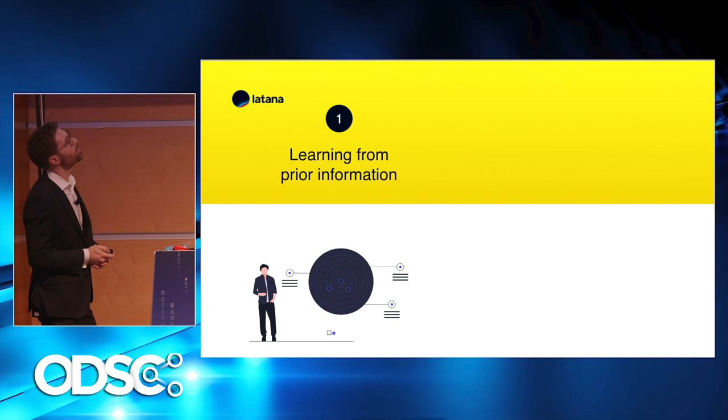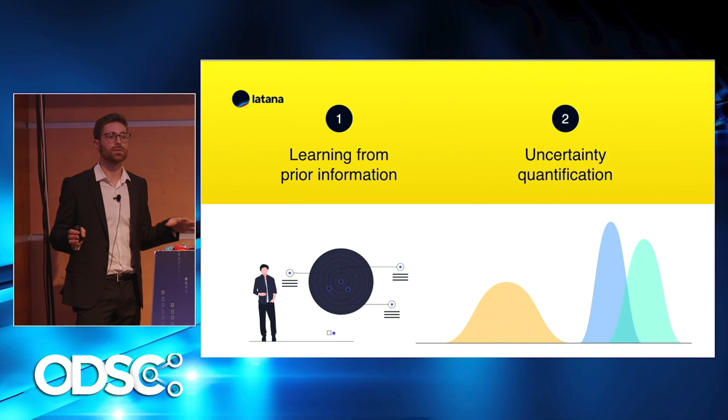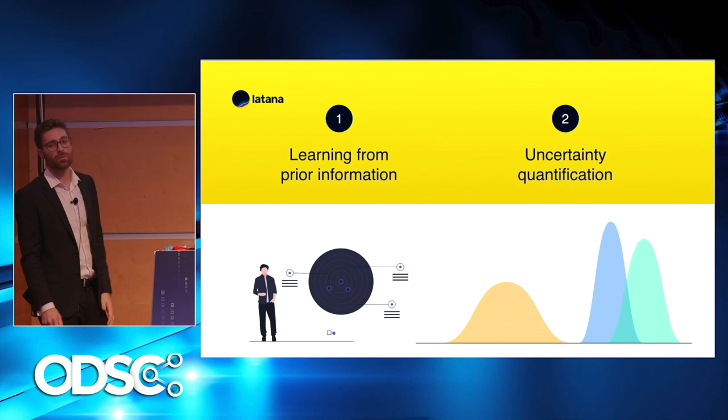The second thing is that you always work on the full distribution, so you don't need to deal with point estimates. You have the full information, and you get your uncertainty quantification basically for free.